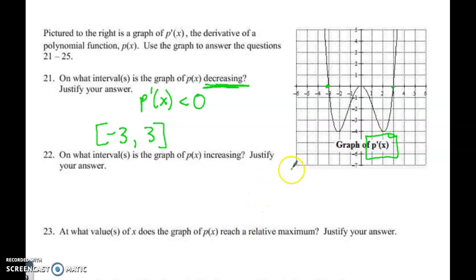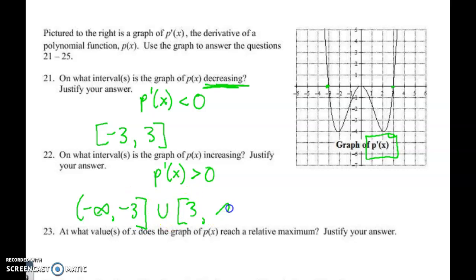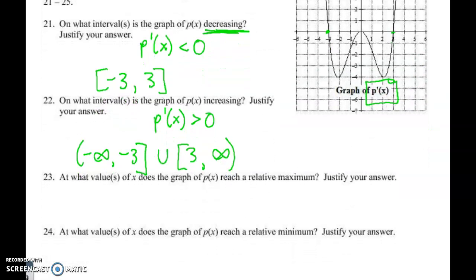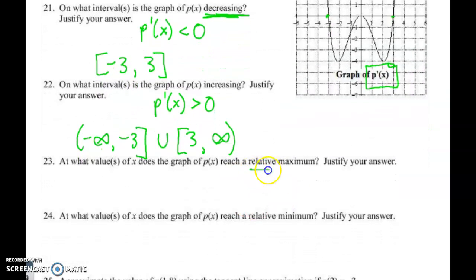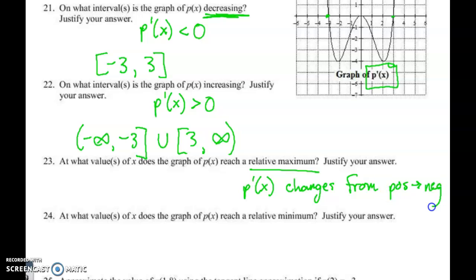Okay. What about where it's increasing? Well, that needs to be where p prime of x is positive, so above the x-axis. That's between -∞ and -3. And then from 3 to infinity. So what about a relative max? That means p prime must change. So it changes from an increasing function to a decreasing. So that means the derivative must go from positive to negative. Well, where does that happen at? At x equals -3.